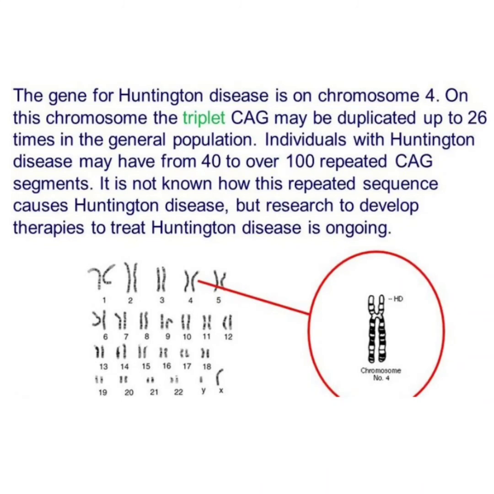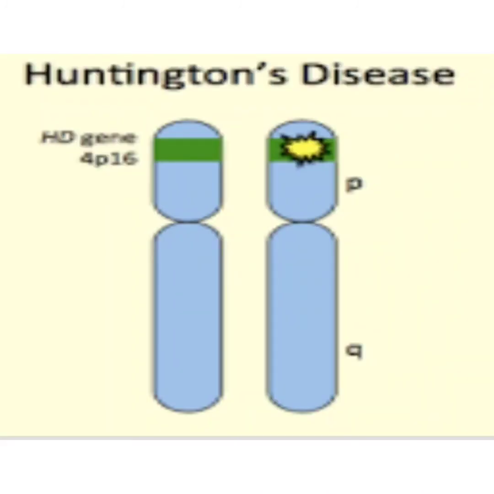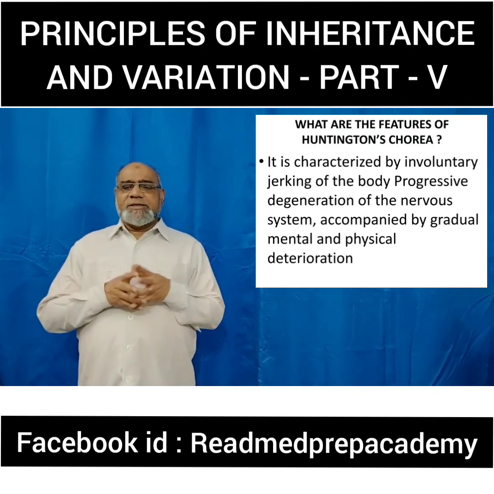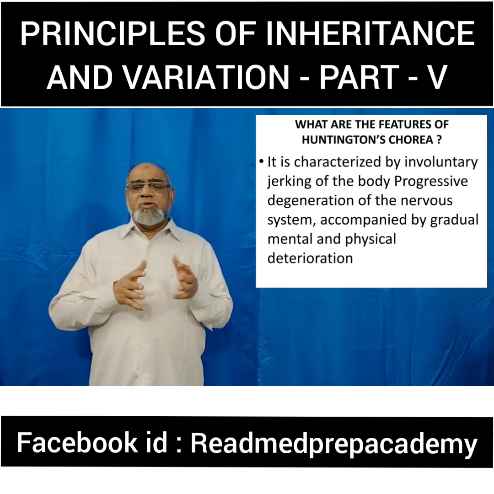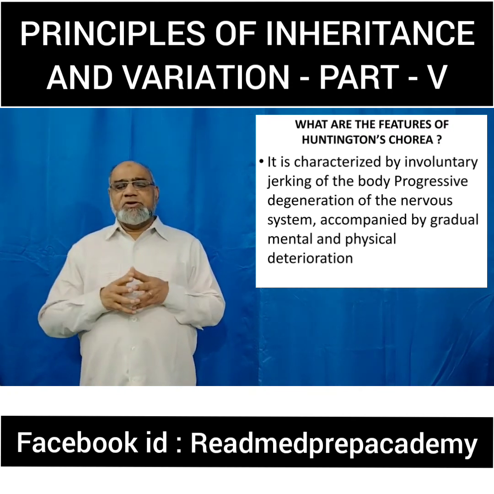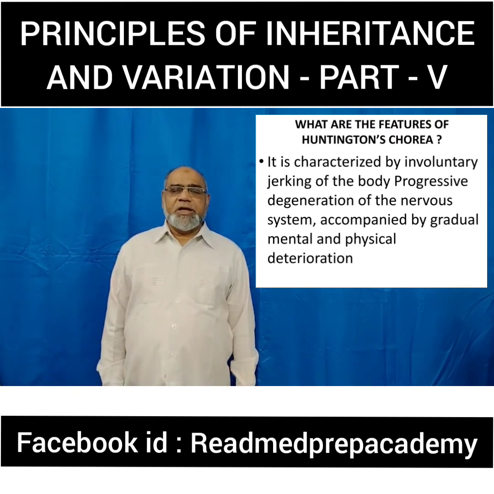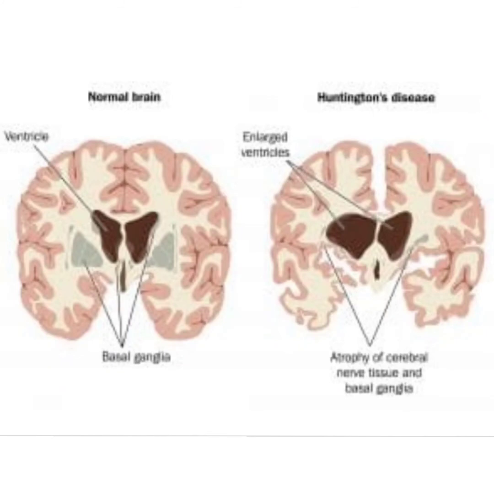It is not known how this repeated segment causes the Huntington disease, but research to develop therapies to treat Huntington disease is ongoing. What are the features of Huntington's chorea? It is characterized by involuntarily jerky movements of the body and progressive degeneration of the nervous system. And this is also accompanied by mental and physical deterioration. In Huntington's chorea, there will be enlargement of the ventricles, damage to the cerebral nerve tissue, resulting in atrophy of the cerebral nerve tissue and the basal ganglia.